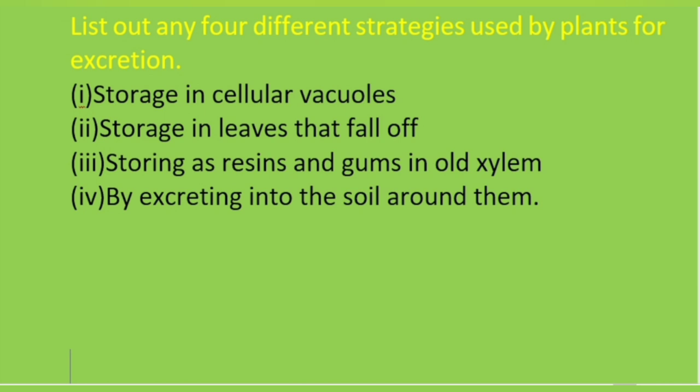List out any four different strategies used by plants for excretion. Storage in cellular vacuoles, storage in leaves that fall off, storing as resins and gums in old xylem, and by excreting into the soil around them.